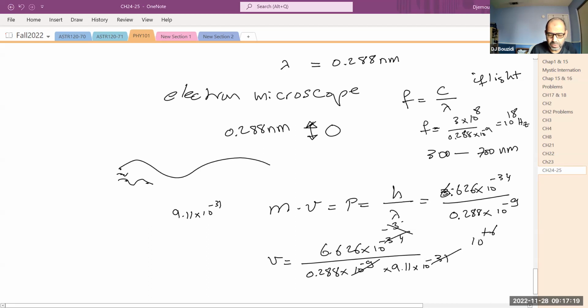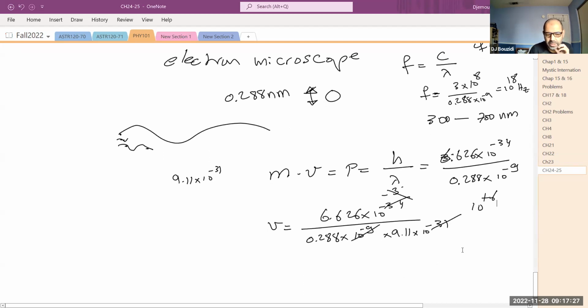But then I have 6.626 divided by 0.288. Roughly, 0.288 is about 0.3. So I'm going to do the numbers roughly in here, okay? I'm not going to do it exactly. So this is 6.26, roughly. I'm going to ignore this thing in here, divided by 0.3. I'm just approximating this to 0.3 times 9. And the whole thing is 10 to the power 6.